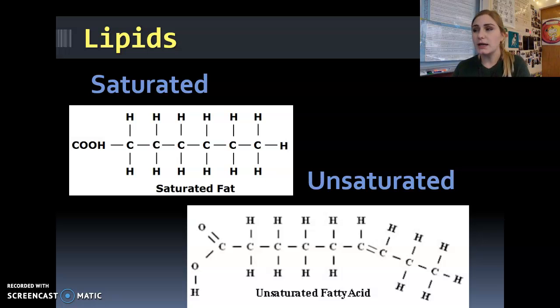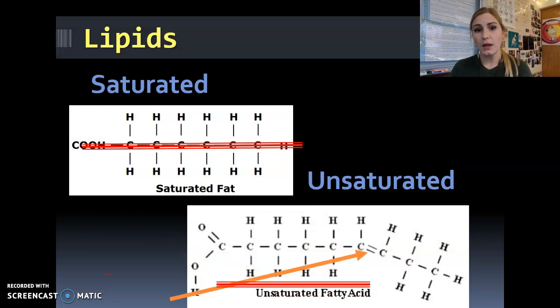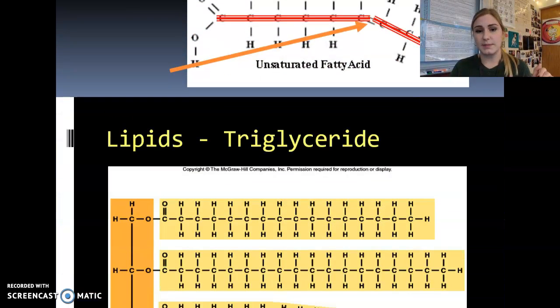So the word saturated, you can think about a sponge. If the sponge is saturated, it is full of water. And with saturated fats, those carbons are full of hydrogens. You cannot fit any more on. Whereas for the unsaturated fats, we could put two more hydrogens there. But because it is unsaturated, it does not have those. So this is the difference between butter, olive oil, vegetable oil, solids, and liquids at room temperature. So we've got the straight line versus the bent lines.